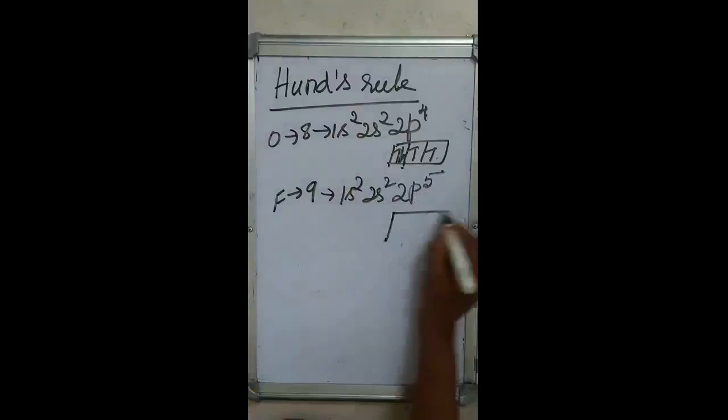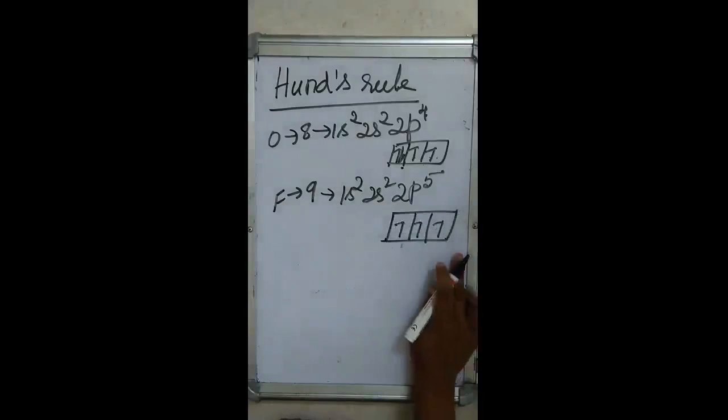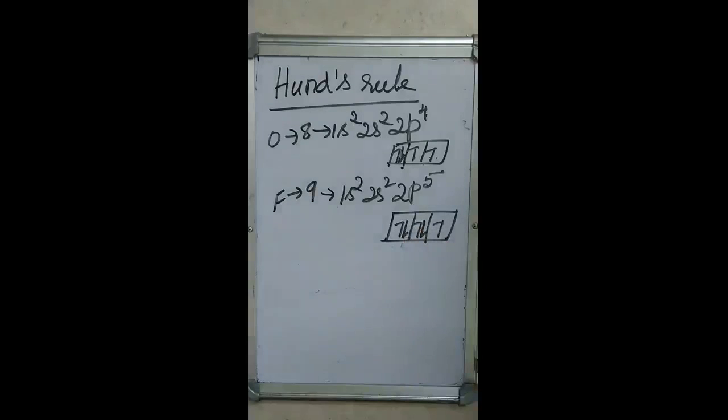So here p has 3 boxes: 1, 2, 3, parallel spin 3. Now pairing takes place: 4th, and this is the 5th.